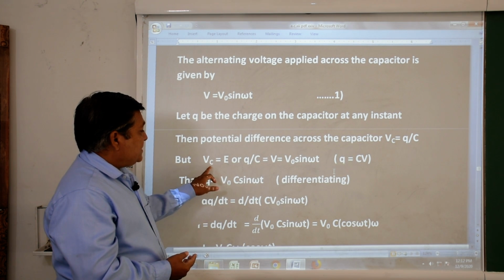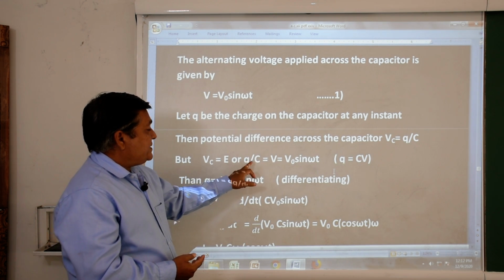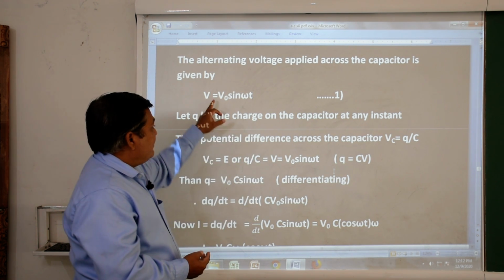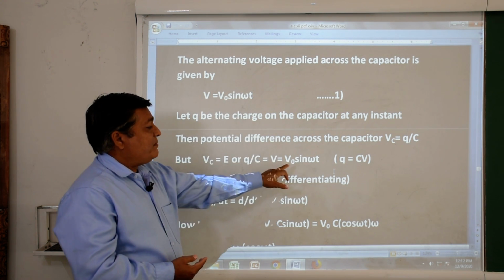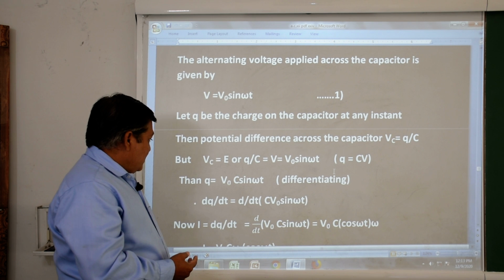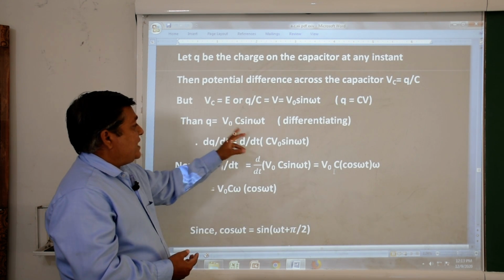V of C is equal to E, or Q by C is equal to V, and the value of V is equal to V naught sin omega t. So Q is equal to V naught C sin omega t.